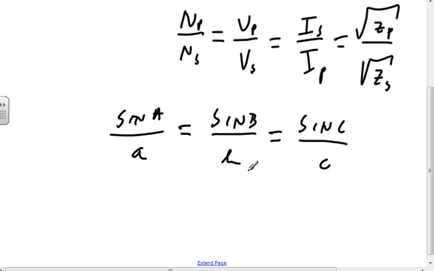So this is just a representation of the idea that if I know the primary turns and I know the secondary turns and I know the primary impedance, then I can calculate the fourth thing. So knowing three things, I can calculate the fourth thing, whatever it might be.